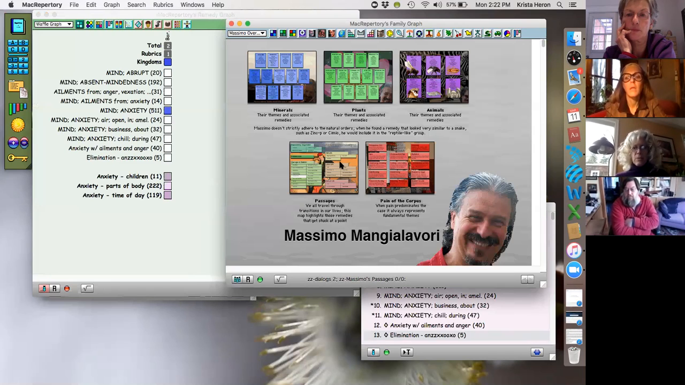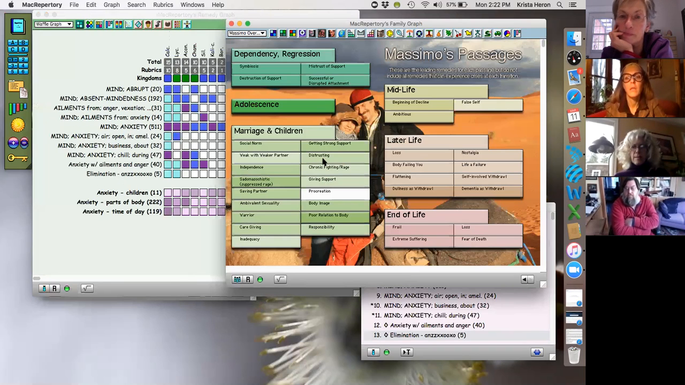But then we can look at this little one. Did everyone attend the passages? No. That was a seminar that went on for some time. So it's just another way of looking at your case through a developmental model.